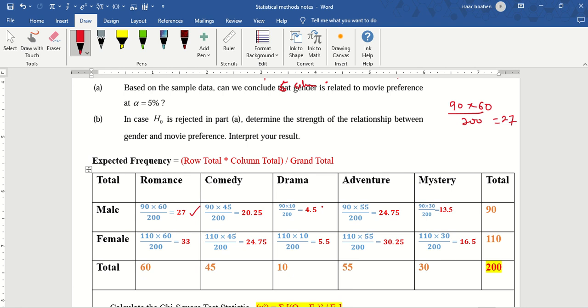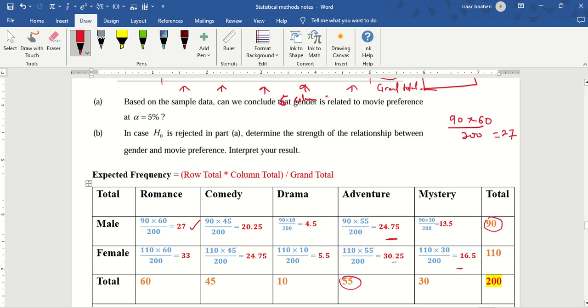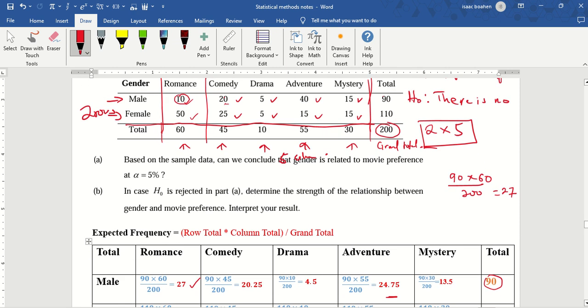So it is this. If I take, for example, this cell is going to be the total there, which is 90 times 55. Then you divide by 200. When you take, for example, this, the total here is 110. Then here is 30 divided by 200. Then you get all these values. So all the values here in red ink are the expected frequencies. And what we have in the question, these ones are the observed frequencies.